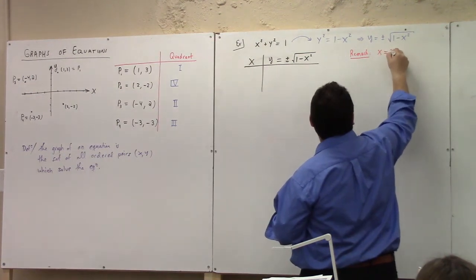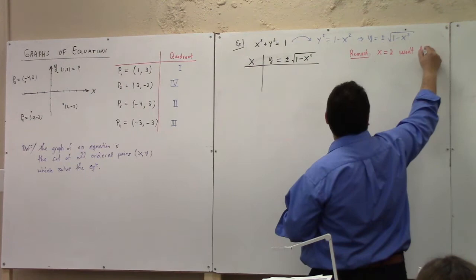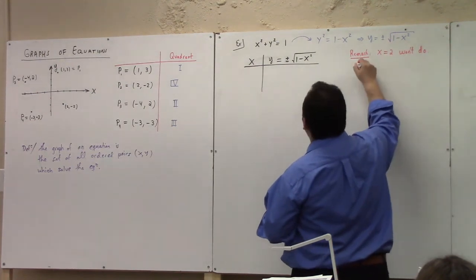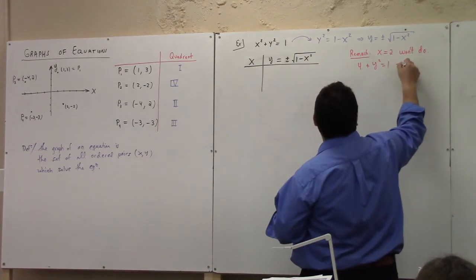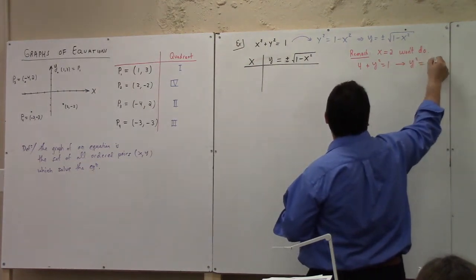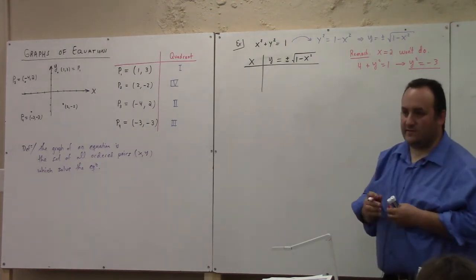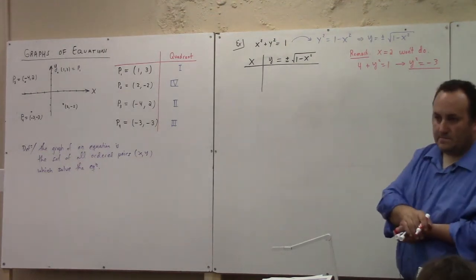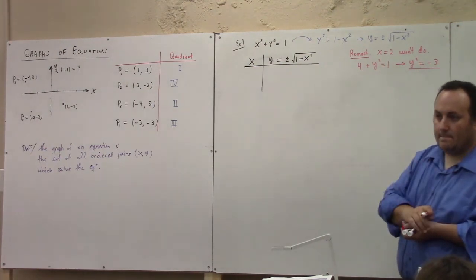X equals 2 won't work. X equals 2 won't do because we've got 4 plus y squared equals 1, which gives me y squared is equal to minus 3. Y squared equals minus 3 has no real solutions.